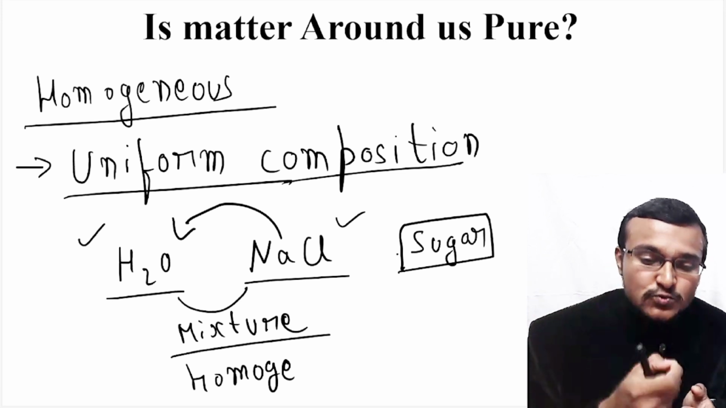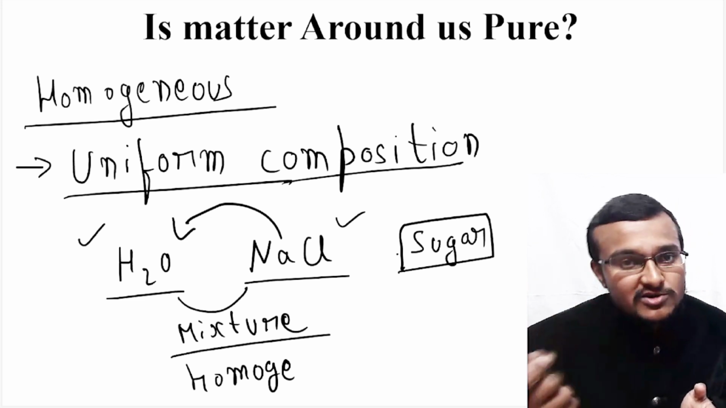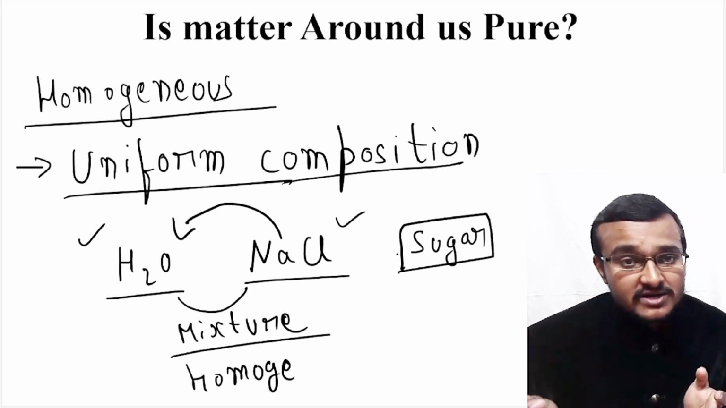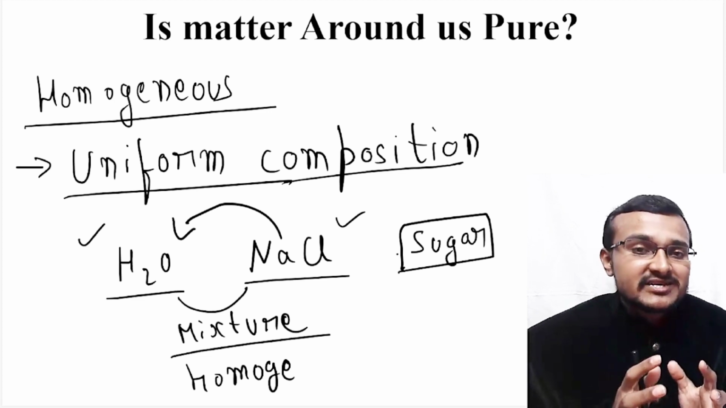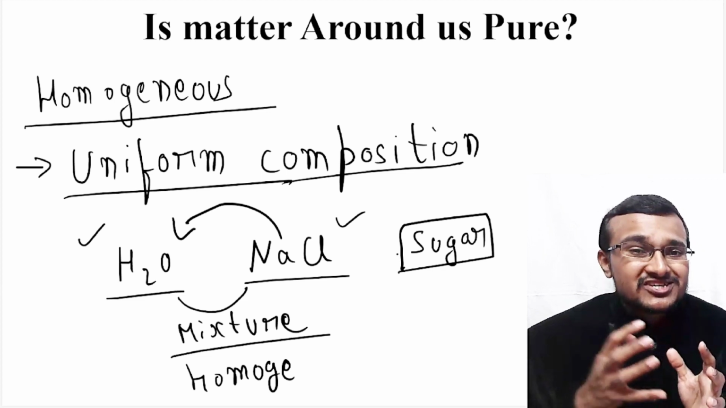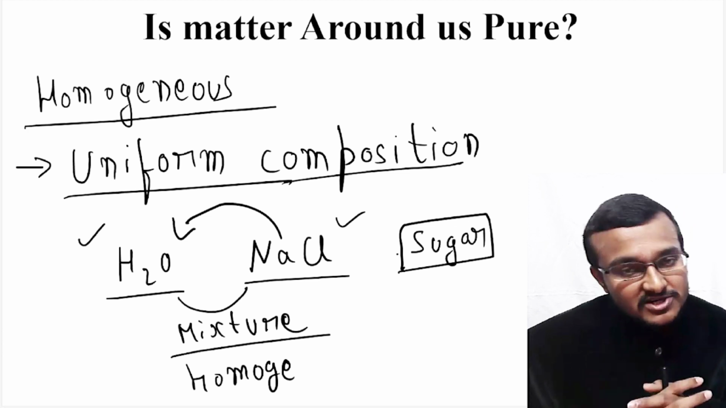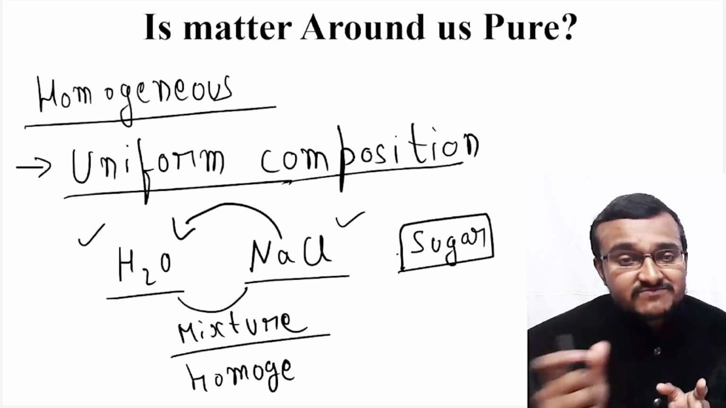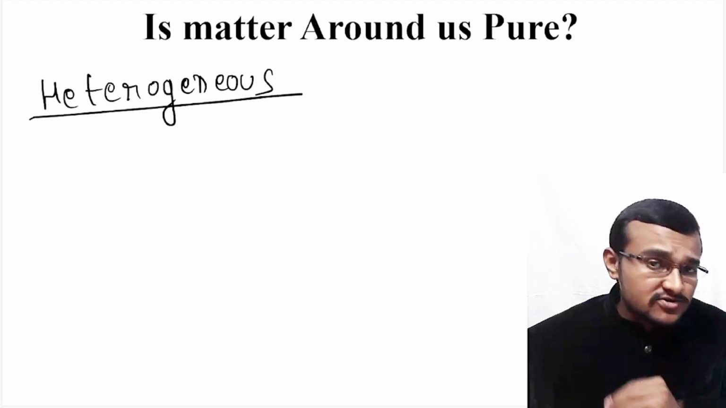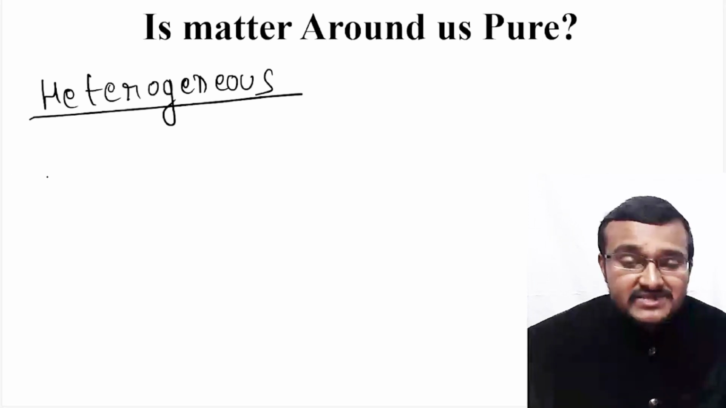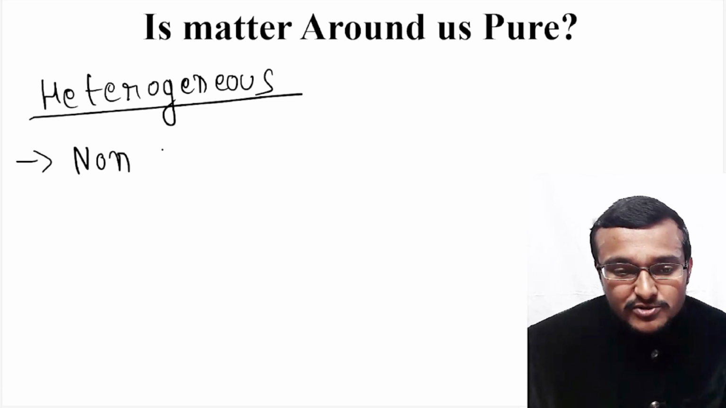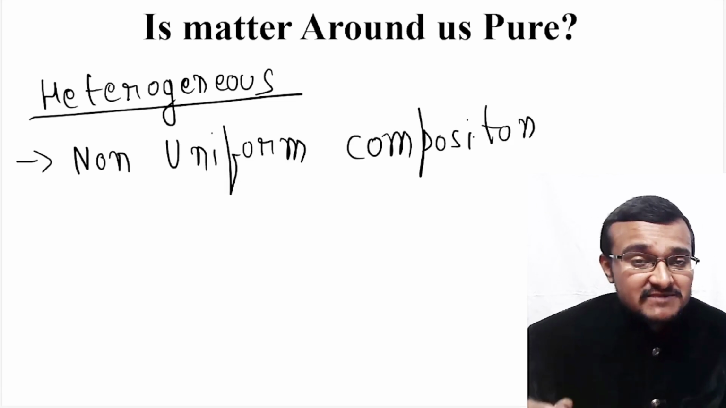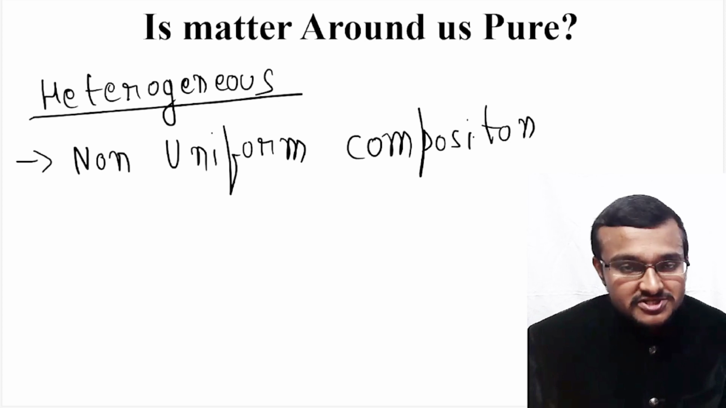So that's why H2O and NaCl, or H2O and sugar, or H2O, NaCl and sugar together, when they are put, they form a mixture, and this kind of mixture which has uniform composition throughout the solution is known as homogeneous mixture. Coming to heterogeneous mixture, what happens in heterogeneous mixture is that there will be non-uniform composition of one particular substance in another particular pure substance.